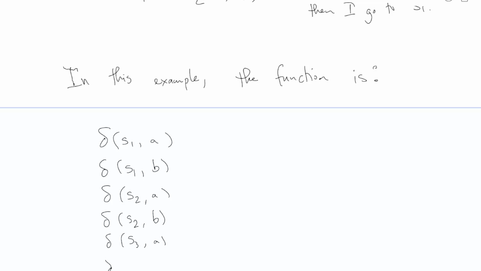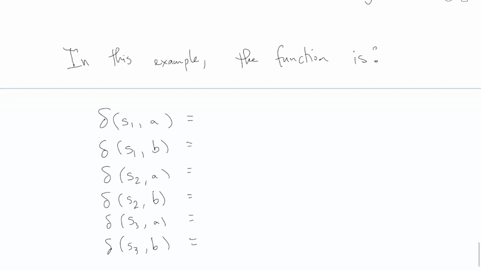S3 of A and S3 of B. We just have to say what each of these are. Individually, these values correspond to the 6 different arrows, right? There are 6 values here. Me telling you what these 6 values are is equivalent to telling you where all the arrows go, right? And so, looking at the picture, can you still see the picture on your paper? I hope so. Delta of S1 and A is S1. That means if I'm in state S1 and I see the A, it goes back to S1. What about the S1 and B?